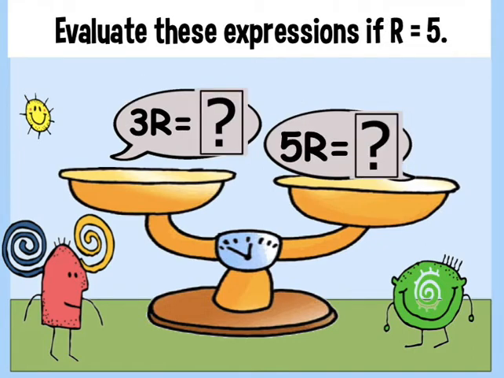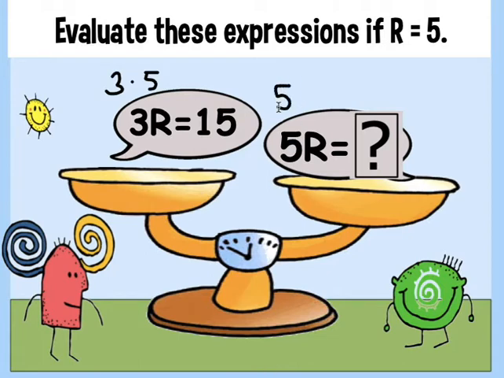Let's try another one. We still know that r is 5, but this time we have different expressions. We have 3r and we have 5r. Now remember, when a number and a letter touch, it always means multiply. So we're going to multiply 3 times 5, and we know that 3 times 5 equals 15. And then we have 5r. So that means 5 times 5. And we know that 5 times 5 equals 25.